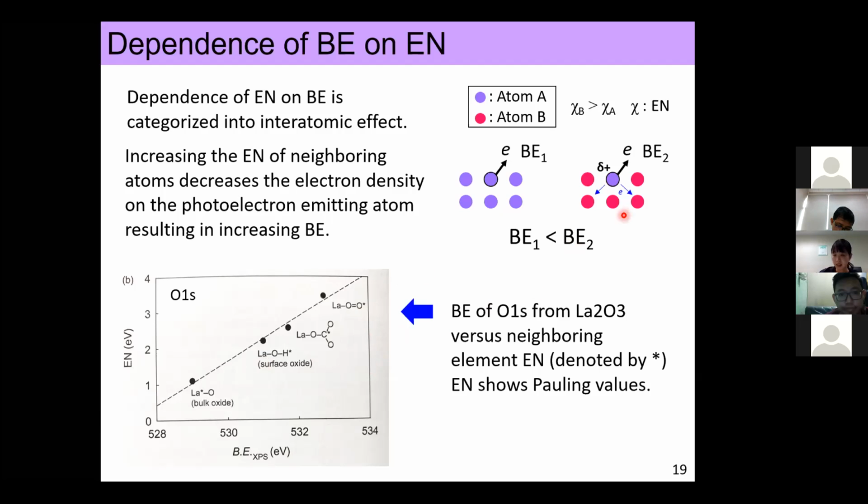So this one can be explained like that. When the electronegativity of neighboring atoms are larger than this one, electron of this is removed. So therefore, it's difficult for the electron to escape from the material. So that's why binding energy of this one was higher than this case.